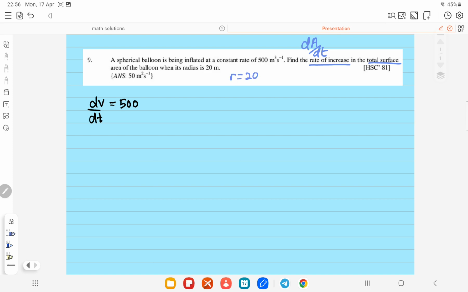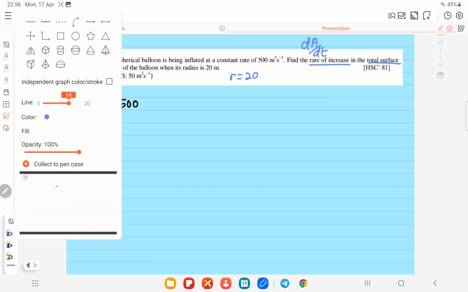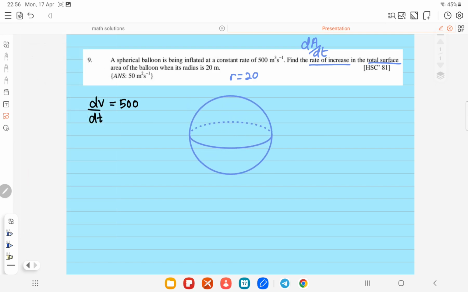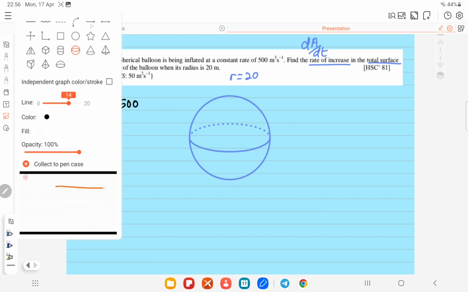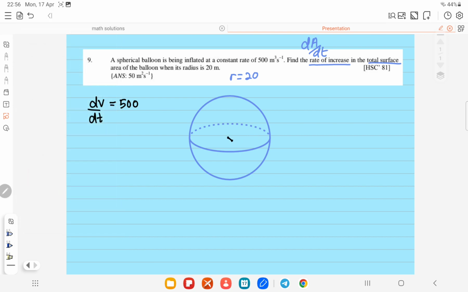Maybe we can visualize what the spherical balloon looks like, so I choose to draw. This one is spherical, it means the shape of the balloon is a sphere. Now which one is the radius? This one is your radius, and the radius is 20 meter.